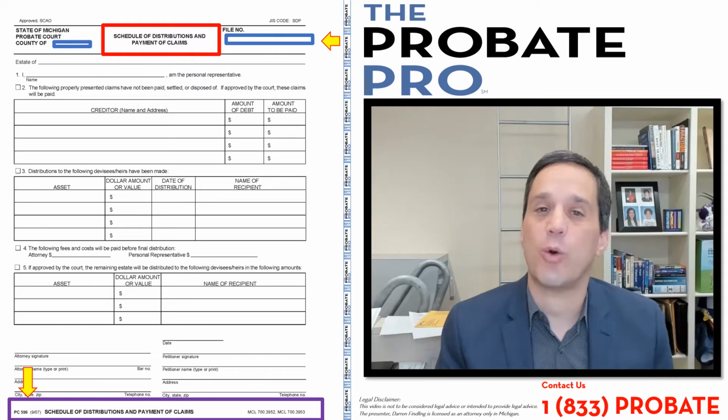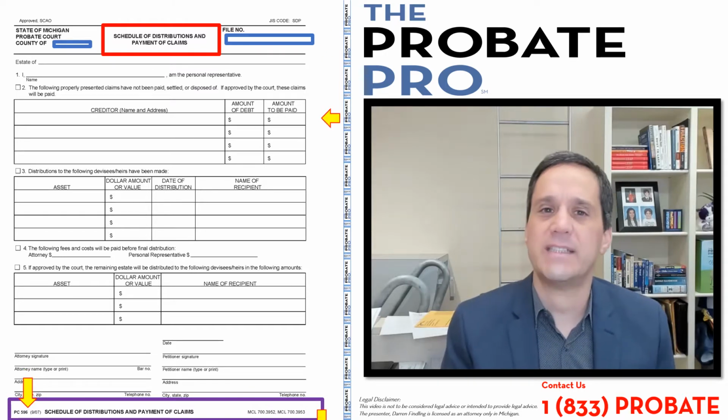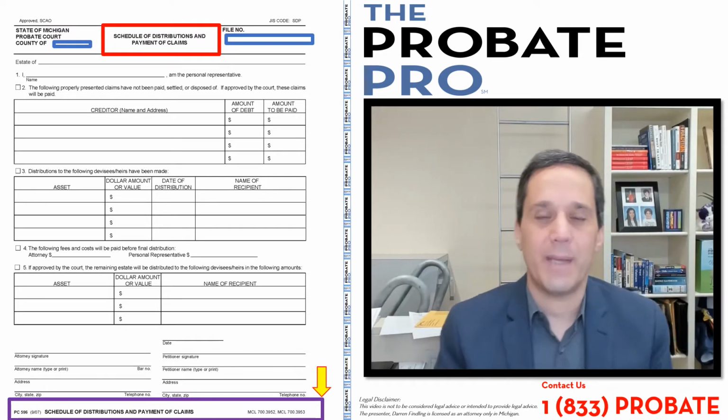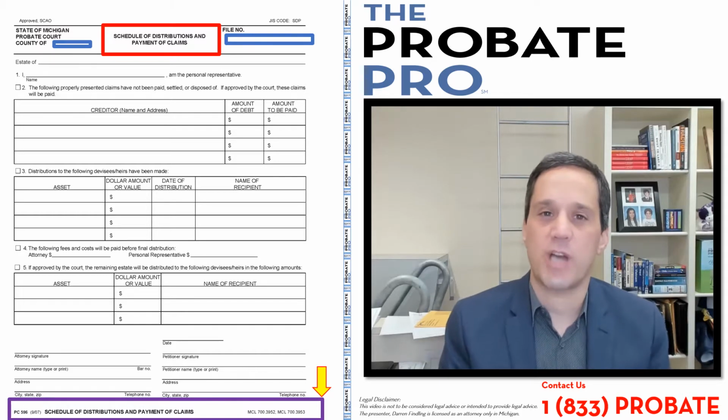SCAO, State Court Administrative Order, PC for Probate Court, 596 is the form number, and you're welcome to contact our office. We'll be happy to provide this form free of charge to you.